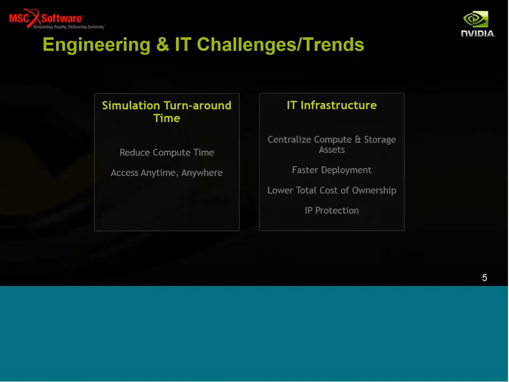Now their IT departments, on the other hand, they recognize the needs and demands of engineering teams, but they grapple with several issues. First, they need to centralize compute and storage assets for better hardware and software utilization. Second, they need to deploy technology quicker so that globally distributed teams can easily come on board while keeping costs down, which is actually the third challenge. The fourth challenge, protecting intellectual property, is one of the key requirements that needs to be met.